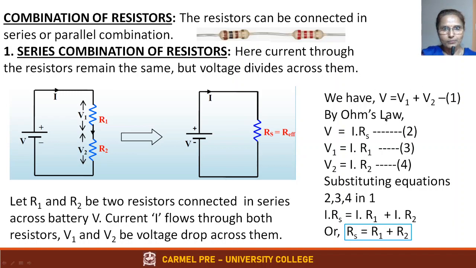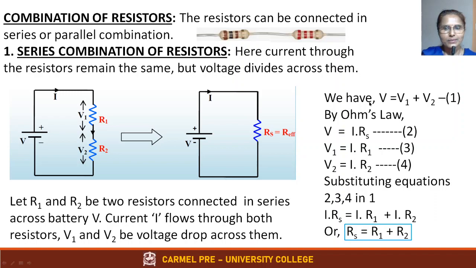By Ohm's law, by now you know Ohm's law. What does it say? V is equal to I into R. So current I is flowing through resistor R1, so I into R1 becomes V1. Same current flows through resistor R2, so I into R2 is equal to V2. That is our third and fourth equation. And the second equation is from this diagram. You have one voltage, one current, one resistor. So Ohm's law says that V is equal to I into RS. That is our second equation.